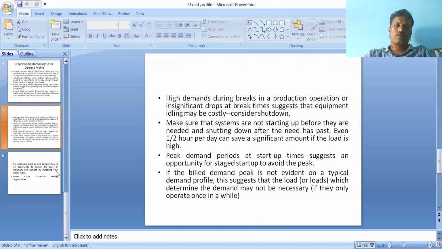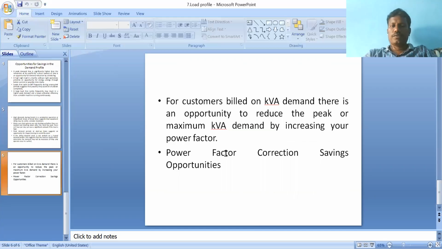Finally, for customers billed on KVA demand, there is an opportunity to reduce the peak or maximum KVA demand by increasing your power factor. So, power factor correction savings and opportunities. This point is very important. One is for customers billed on KVA demand. There is an opportunity to reduce the peak or maximum demand by increasing your power factor.